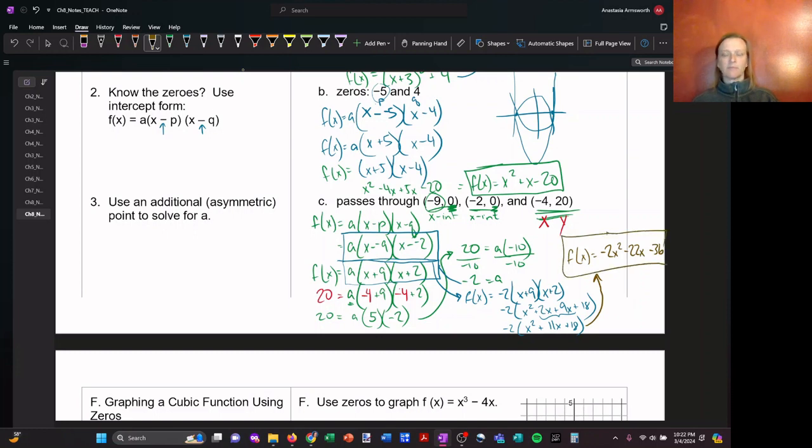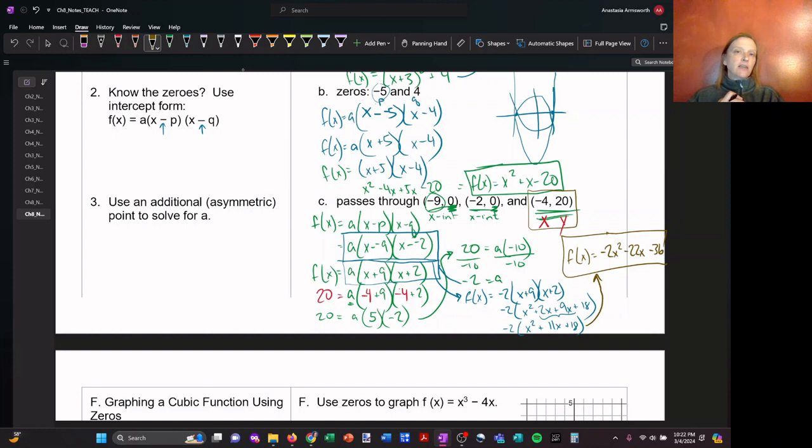So the real trick here is using your extra point, your extra piece of information. If you've got it in vertex form, you need a point that isn't the vertex. If you're doing zero or intercept form, you need a point that isn't one of the zeros. You need an asymmetric point to solve for a, to get an x and y value to plug in to your almost complete equation so that you can rearrange and solve for a.